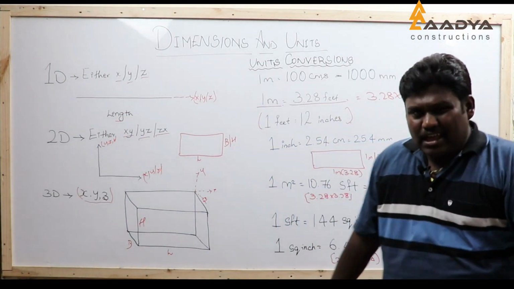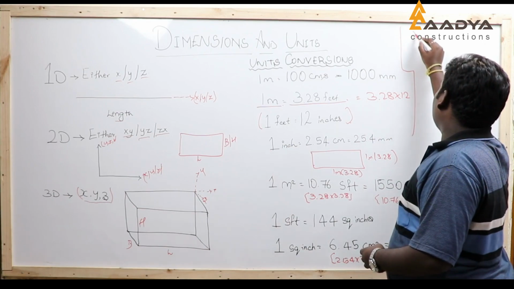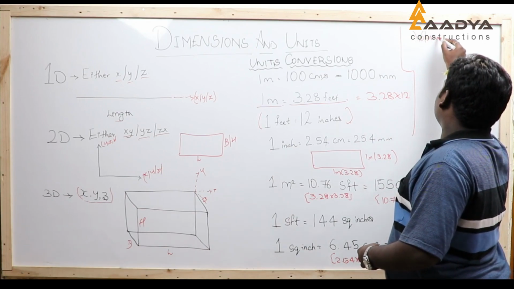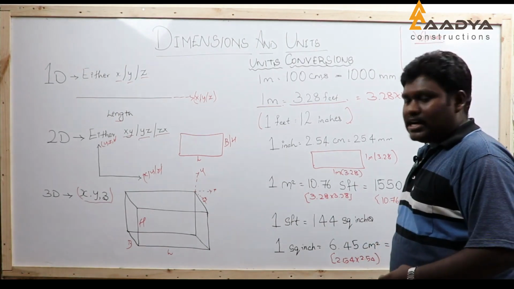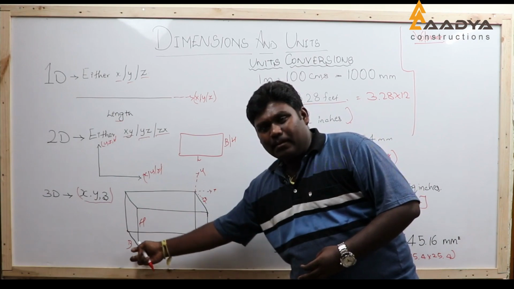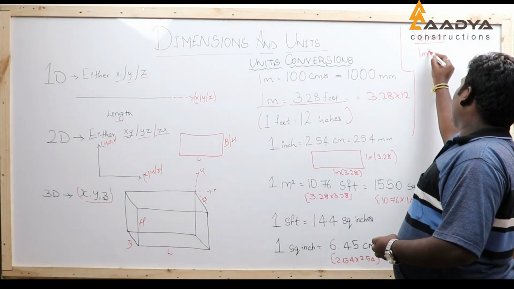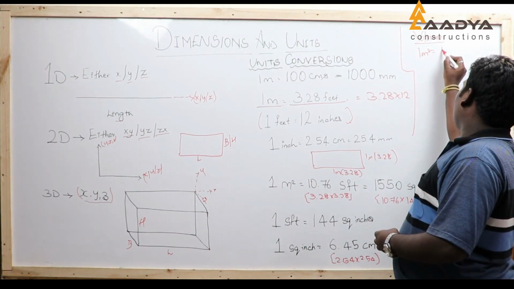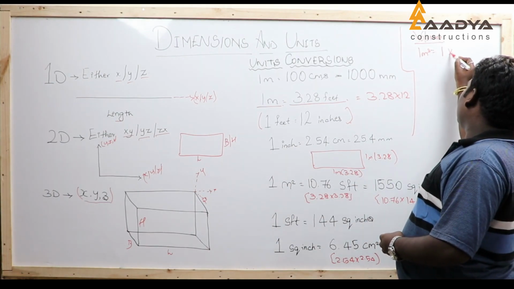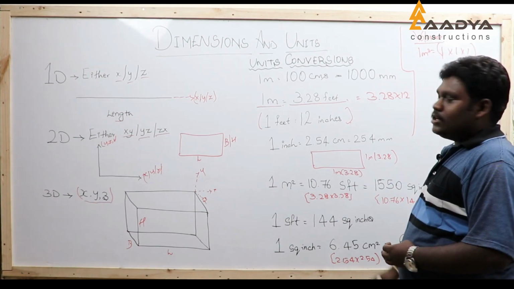Next, we have the three-dimensional values. That is nothing but our volumes. So as we have seen in 3 dimension, we express all length, breadth as well as height. So if you take 1 meter cube, it consists of 1 meter of length, 1 meter of breadth as well as 1 meter of height.